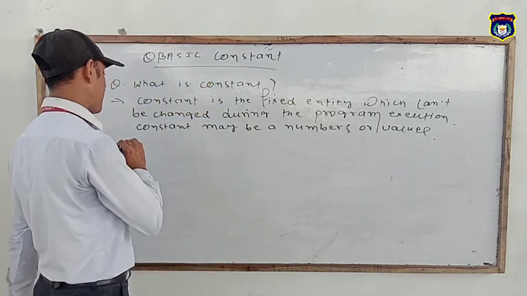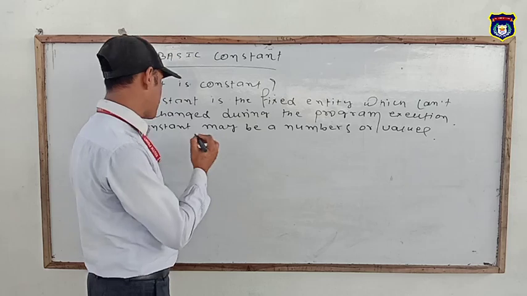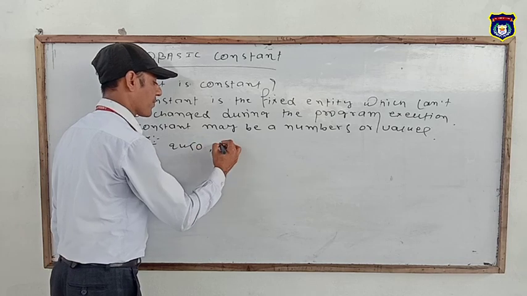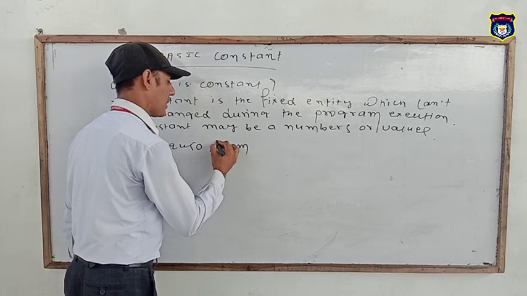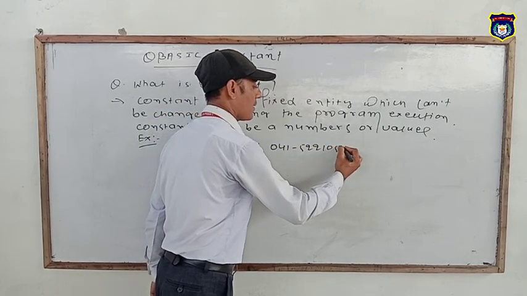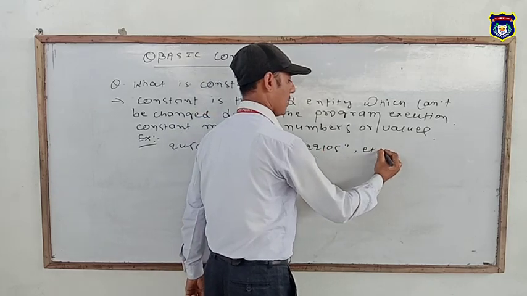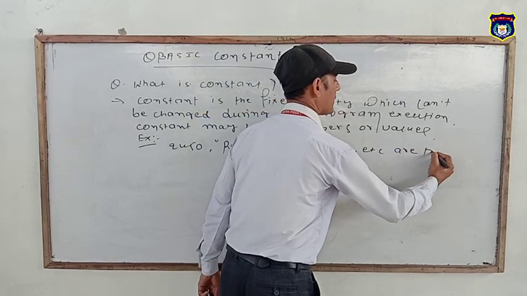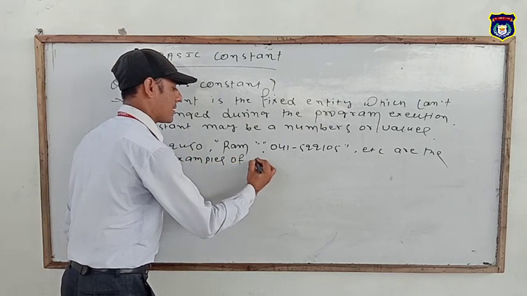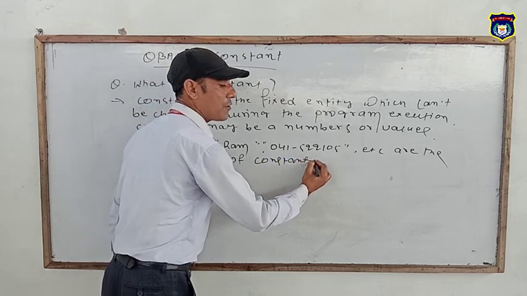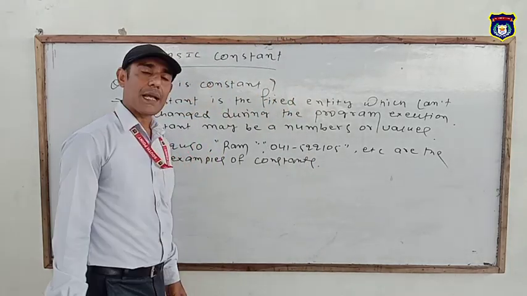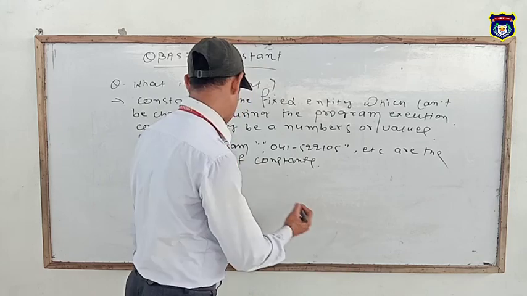We can take a simple example. Simply when we use a statement in QBasic, for example 2450, RAM, 0415222105, etc. all are examples of constants. Constant means value. Value means number, which can be assigned to variable names. Without a variable, we cannot store any type of constant, numeric constant or string constant.